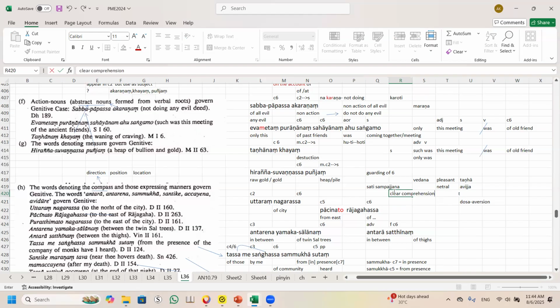So without clear comprehension, how do you know that this is tanha, avijja, or dosa? You won't know, because you need this. The guarding part, you need these two in order to detect this. You cannot just remove it like that. You cannot just remove. You only can prevent.